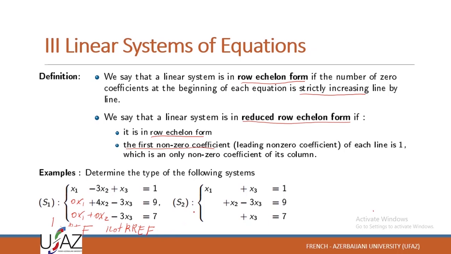Look at the second system. Here the number of zero coefficients at the beginning of each equation is strictly increasing. Because of this, it's also in row echelon form. Leading non-zero coefficients are 1s, 1, 1, 1. This part is true. But in the third column containing leading 1, there are non-zero coefficients, minus 3 and 1. You see, this part doesn't work. Because of this, the system is not in reduced row echelon form.